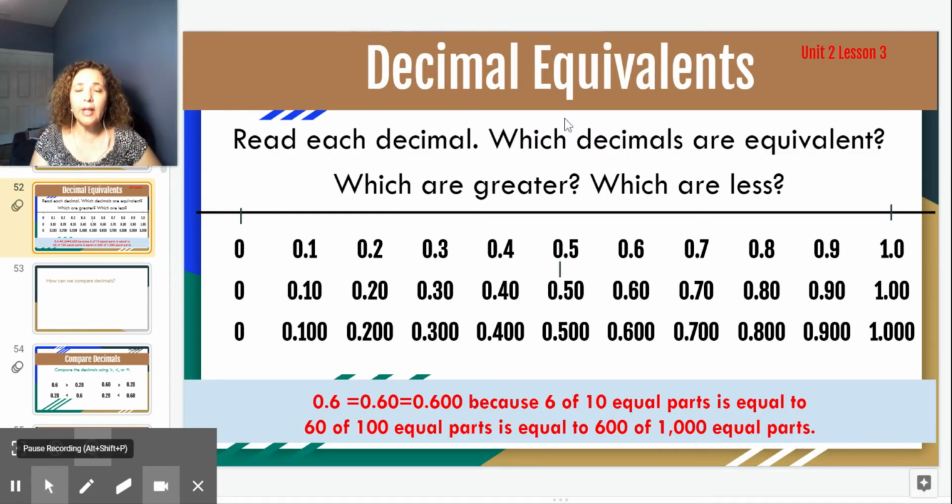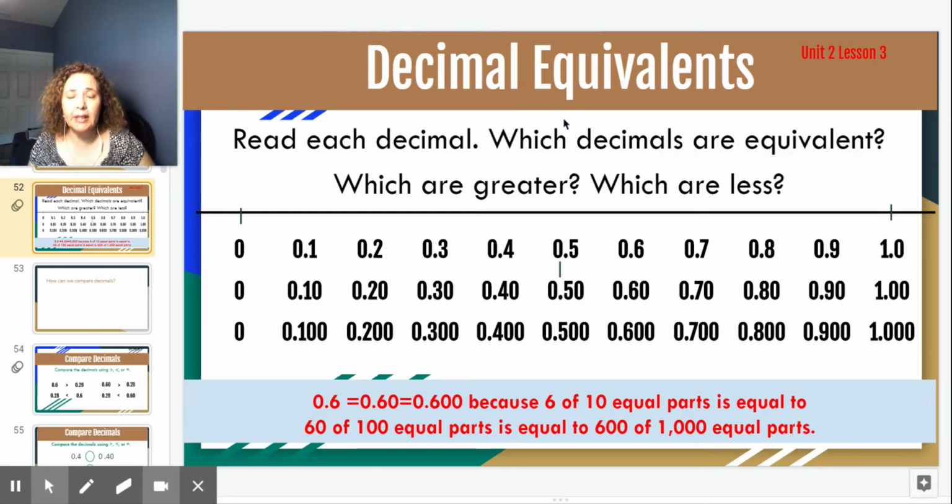All right, so we're going to look at decimals and their equivalents, what's equal. Read each decimal: which decimals are equivalent, which are greater, which are less. So let's start with equivalents, okay? So look at this chart and see if you can figure out which decimals are equal to each other. And then come back to me, and then we'll talk about which ones are greater and which ones are less.